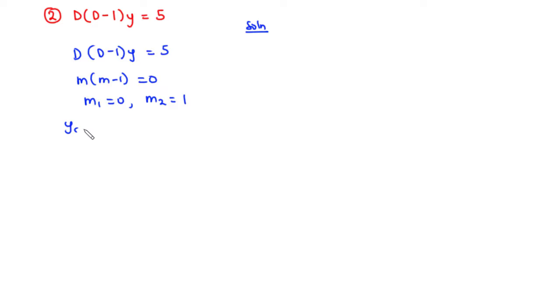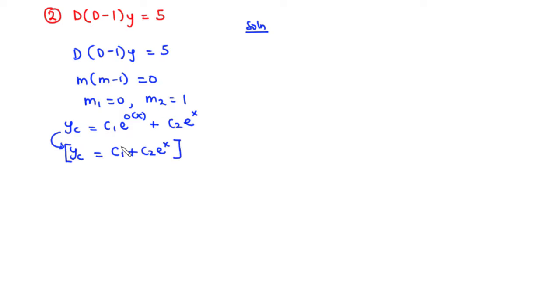Therefore we have the complementary function equals c1 e to the power 0 times x plus c2 e to the power 1 times x, which is x. Therefore we have yc equal to, e to the power 0 is 1, so 1 times c1 is c1. So we have c1 plus c2 e to the power x. This is the complementary function.